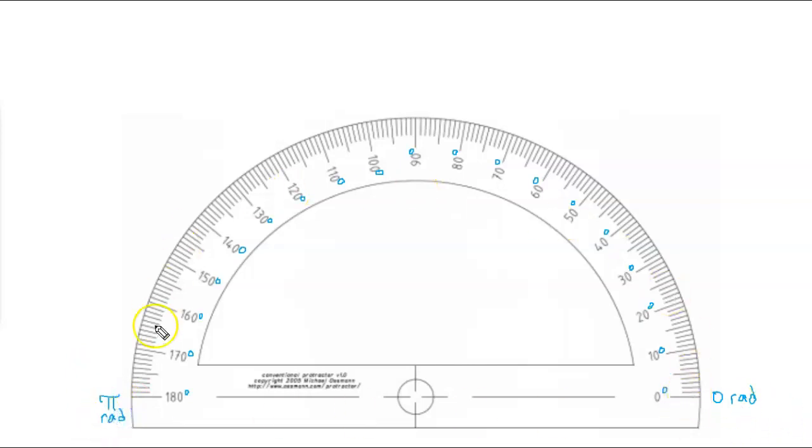So if from here to here was pi radians, she rationalized, or thought proportionally, 90 degrees is half of that, so it should be half of pi. Now you can write it as half times pi. Some people prefer to write it as pi over 2. Those are the same thing.